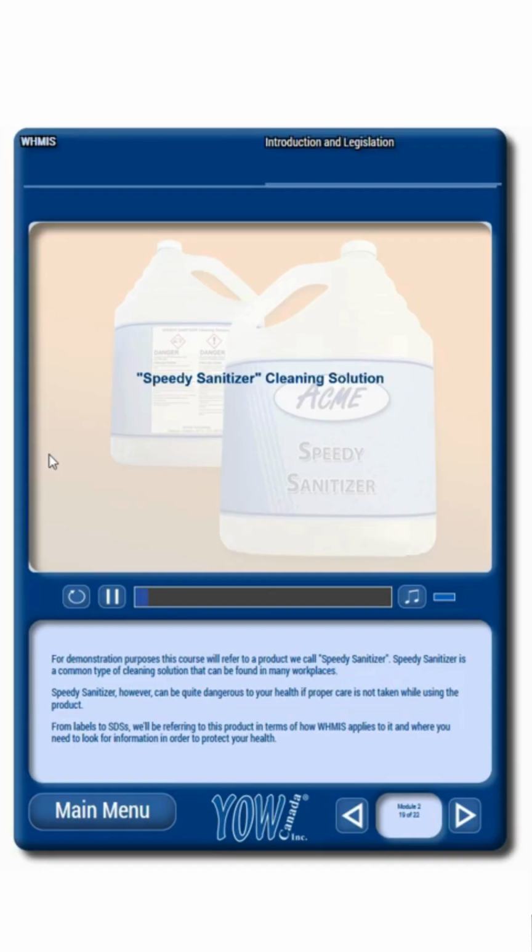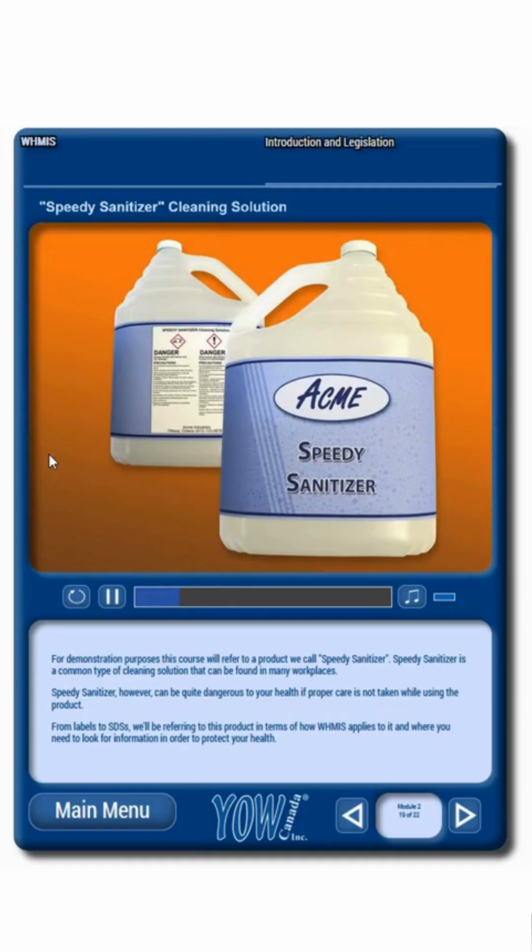Speedy Sanitizer Cleaning Solution. For demonstration purposes, this course will refer to a product we call Speedy Sanitizer. Speedy Sanitizer is a common type of cleaning solution that can be found in many workplaces. Speedy Sanitizer, however, can be quite dangerous to your health if proper care is not taken while using the product. From labels to SDSs, we'll be referring to this product in terms of how WHMIS applies to it and where you need to look for information in order to protect your health.